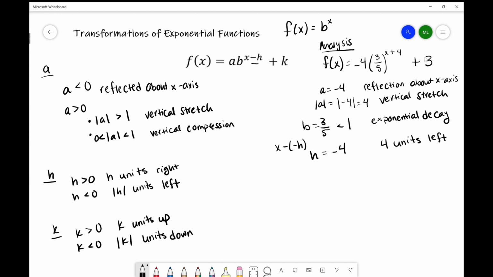Okay, and then, what else do we have? We have k is equal to +3. So I am moving 3 units up. It's already positive, so I'm moving 3 units up. Okay, so this is the analysis of our exponential function.